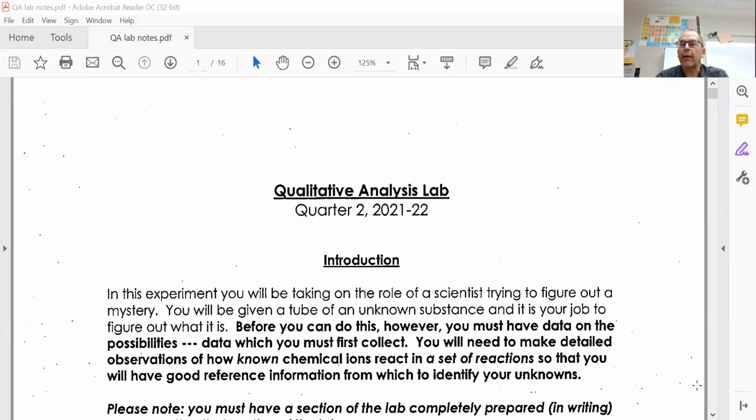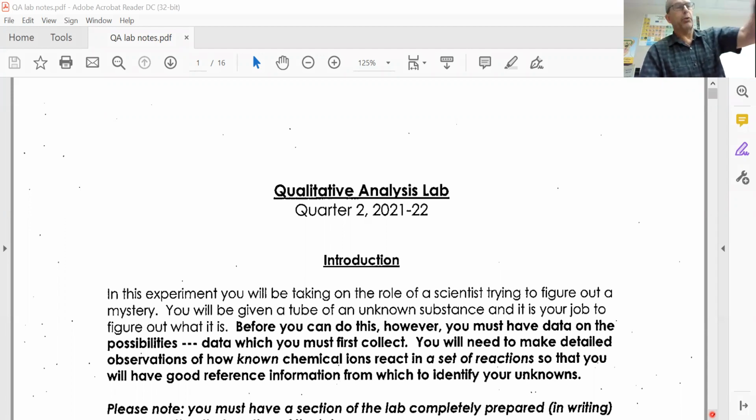Let's take a look. I'm going to go to a screen share with this document so you can see that. Here we go. We have the Qualitative Analysis Lab. I'm going to get a little marker to point some things out. And so you're going to be a scientist. You're going to be trying to figure out what's in a test tube. I don't know if you can see this very well. Let's try to get a black backdrop. It looks like a white solid powder in here, and we'll assume that that's an ionic compound.